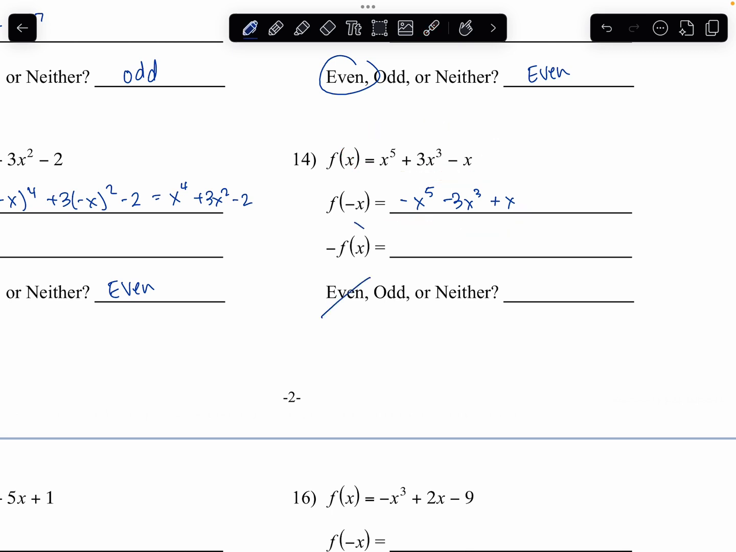And now we're going to see if it's odd by trying to see if these two are the same. So if I multiply everything by negative 1, that becomes negative x to the 5th minus 3x to the 3rd plus x. And now I compare these two, and they are the same, so this is odd.